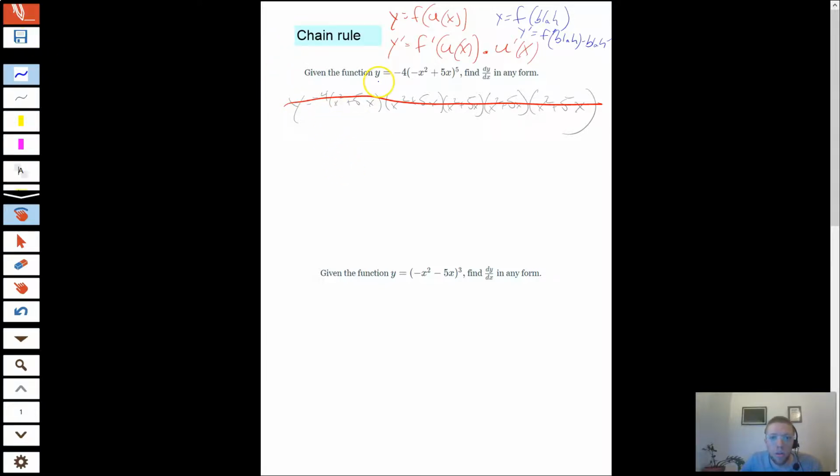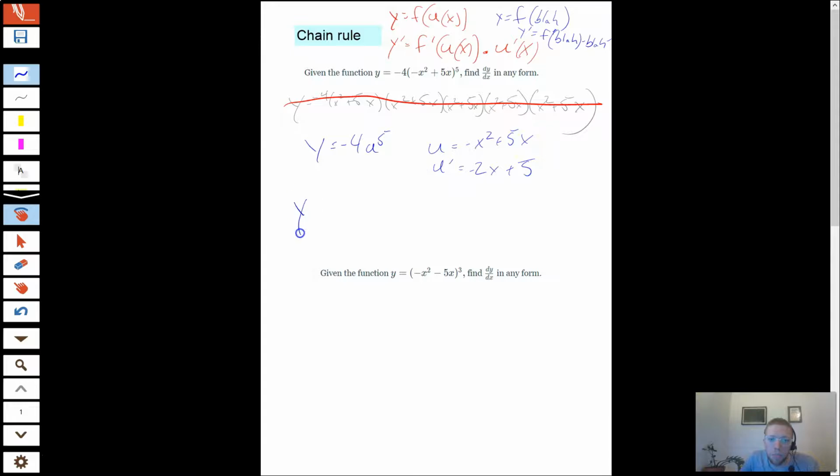For this function I can say y equals -4 u to the 5th, where u is equal to -x squared plus 5x. You guys probably see what I did there. I just took out that inside and called it u. I gave it a name, and then I rewrote y. Fair move. Now u prime, the derivative of u, I just follow the power rule, so -2x plus 5. That's going to help us get to y prime.